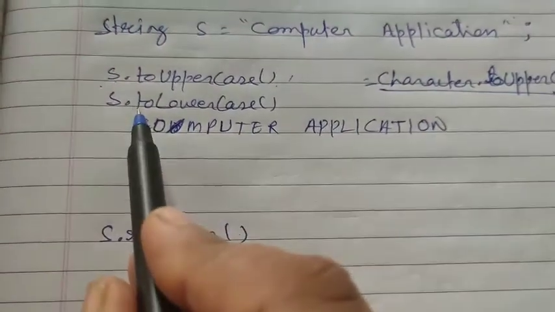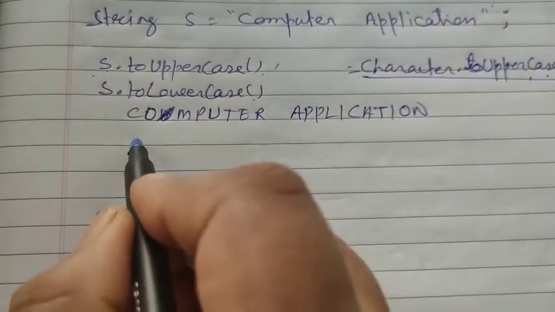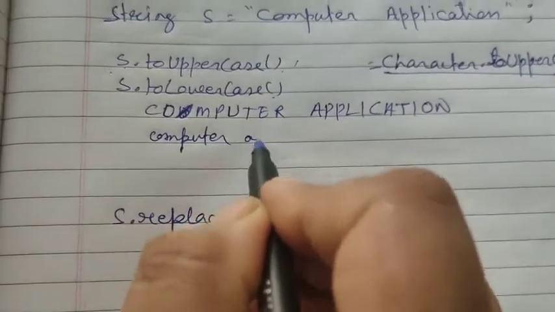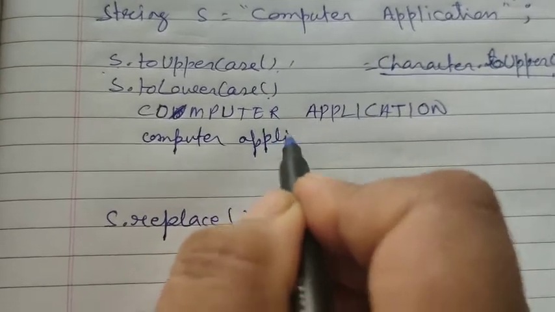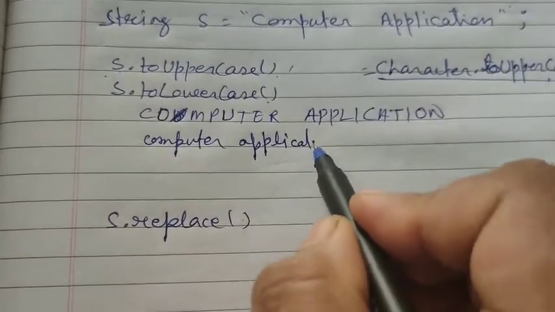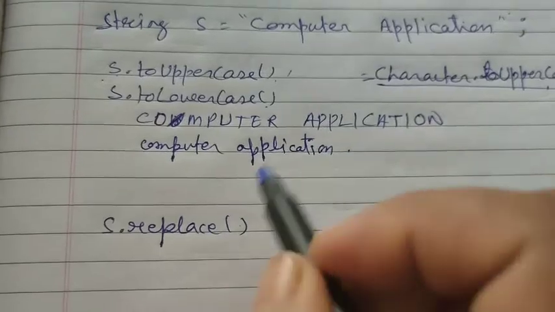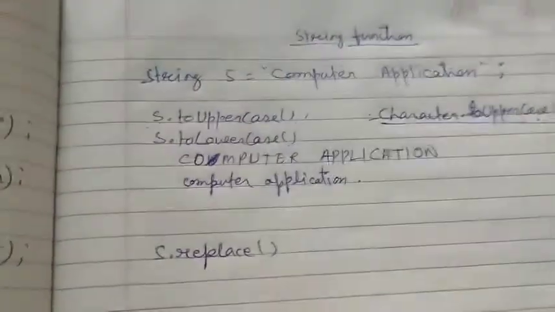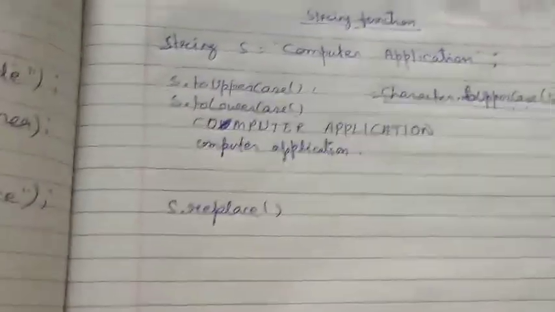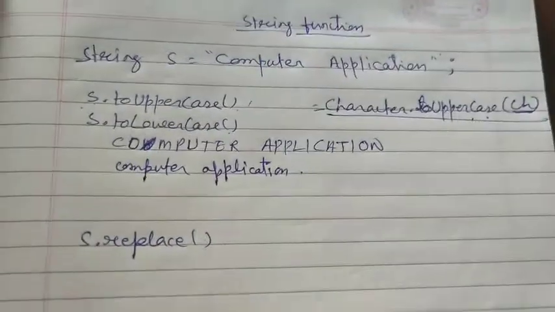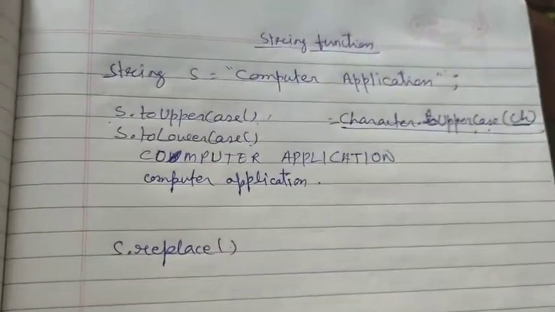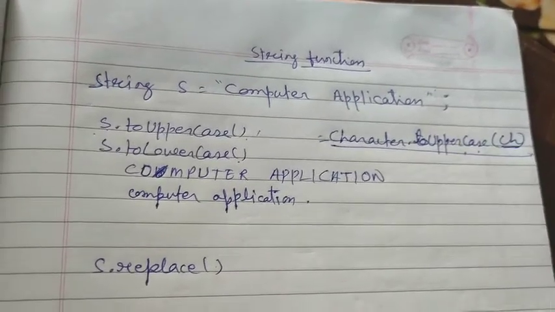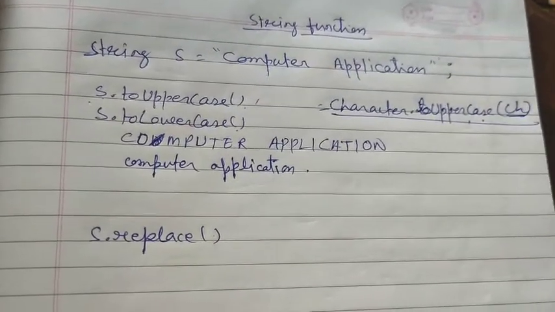Similarly, if I apply toLowerCase, then all the letters will be small, like computer application. The capital C and capital A are also converted into small letters. So this is toUpperCase and toLowerCase. When I want the entire string to be converted, we can use toUpperCase in string manner, and if I have only a single character, then I apply Character.toUpperCase and toLowerCase.